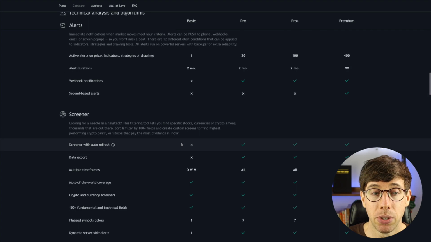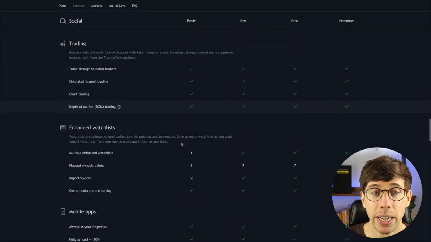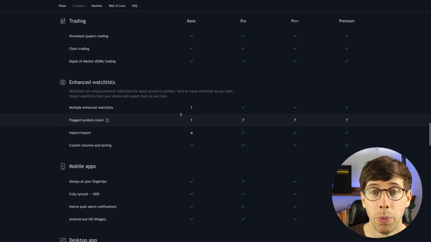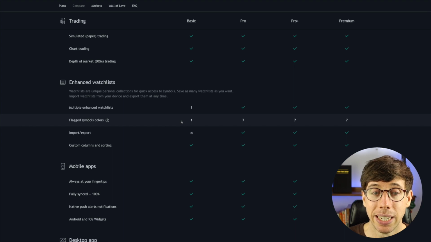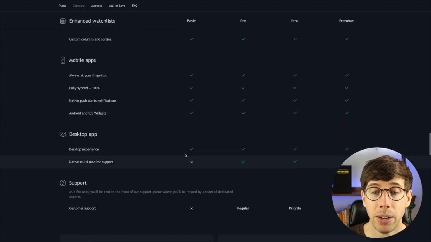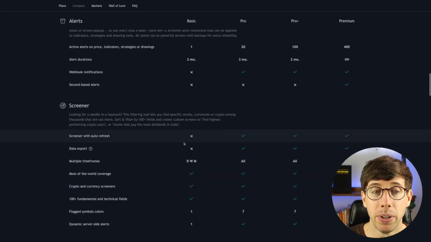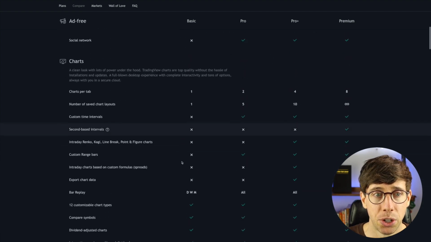And you are able to use the screener. You're able to get access to data. And for trading, no, that's not what we really want. We can have a watch list. We can have at least a flagged symbol there. And we also have access to TradingView on the mobile app and also desktop. But what we really want to know is about up here where it shows us our charts.